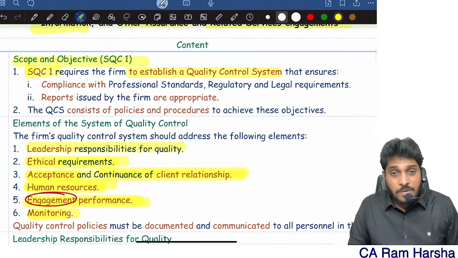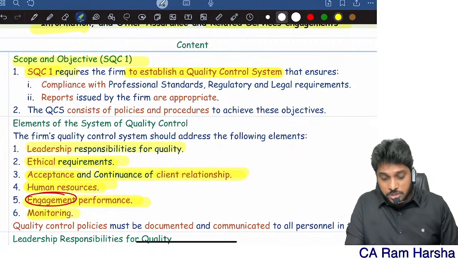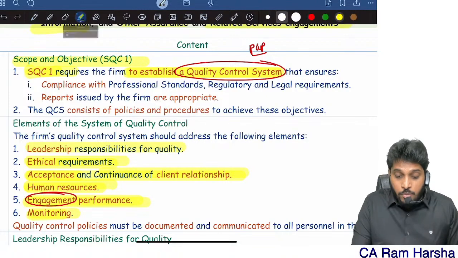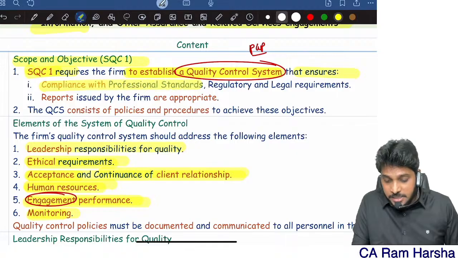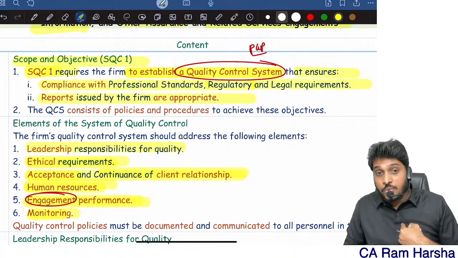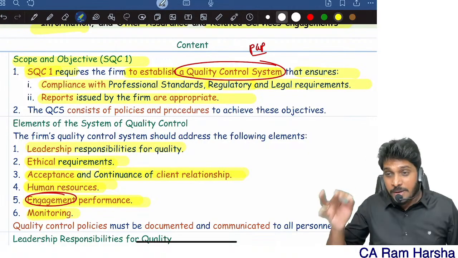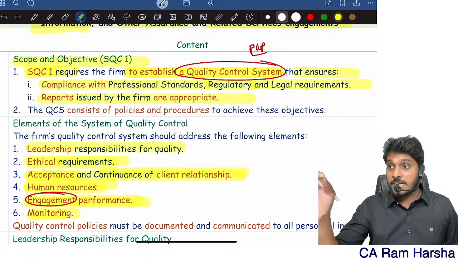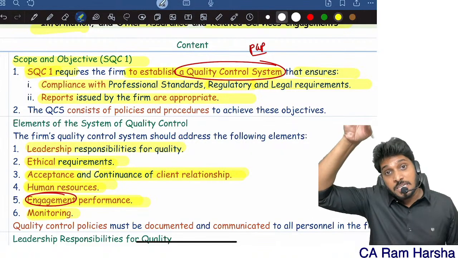So what is the objective of the standard? Very simple. The firm shall establish a quality control system. Quality control system is also called policies and procedures. Why do you need to establish it? So as to ensure compliance with standards, compliance with law and regulation, and that the reports the firm issues are appropriate, where engagement risk is low. The reports issued by the firm for various kinds of work which they are accepting must be right, must be appropriate, which means engagement risk must be low.